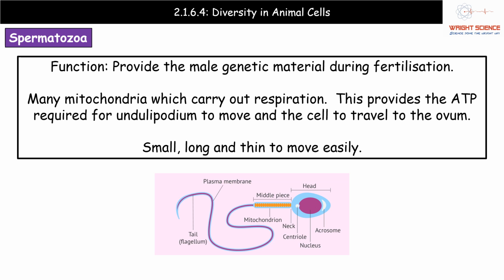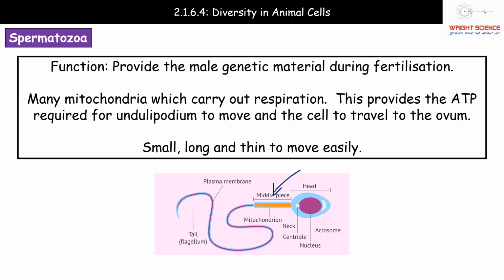Third type of cell we're going to look at is spermatozoa. So function is to provide that male genetic material during the process of fertilization. And the way that these have become adapted for that role is that they've got lots of mitochondria present within them, and they're located within this region here, the middle piece, where they're going to be carrying out lots of respiration, which generates ATP, and that ATP is required to actually move the undulipodium, that tail part of our spermatozoan.